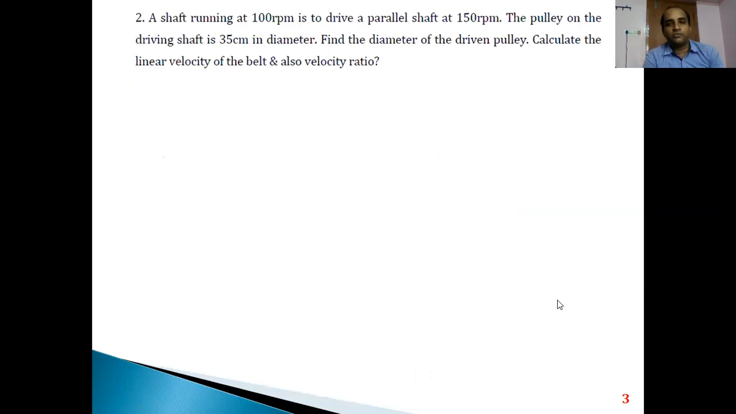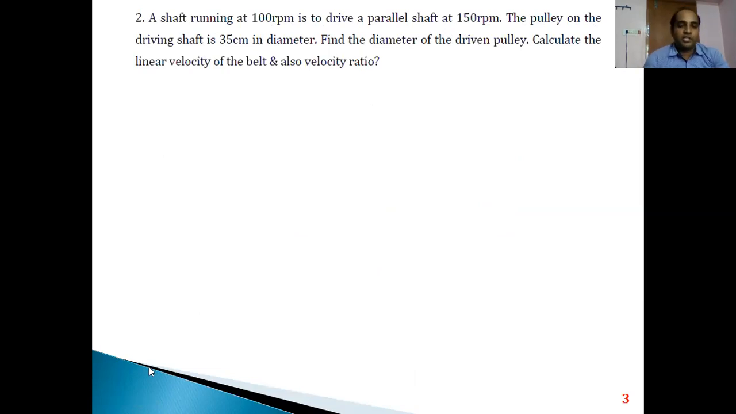So if you read this question carefully, here also in this problem, he says there is a shaft which is running at 100 rpm to drive a parallel shaft at 150 rpm. The pulley on the driving shaft is 35 centimeter in diameter. Find the diameter of the driven pulley. Calculate the linear velocity of the belt as well as velocity ratio.